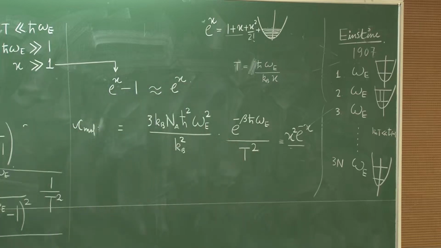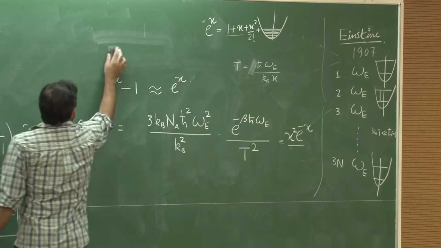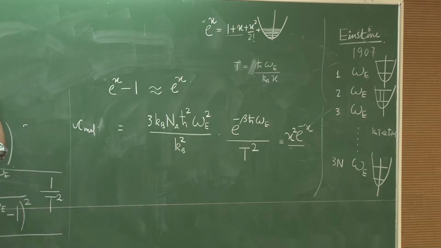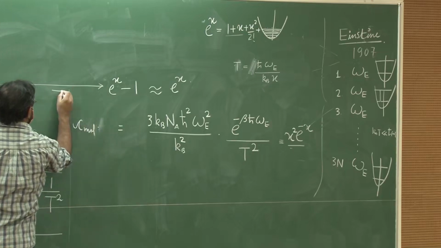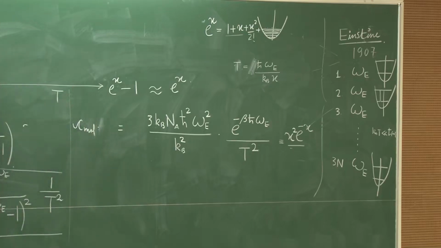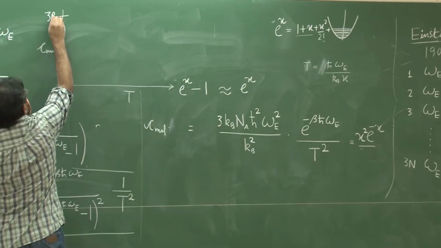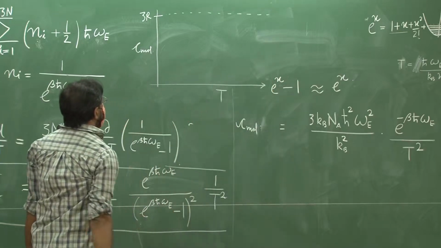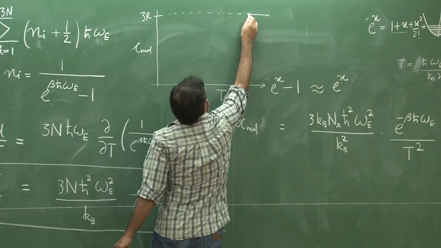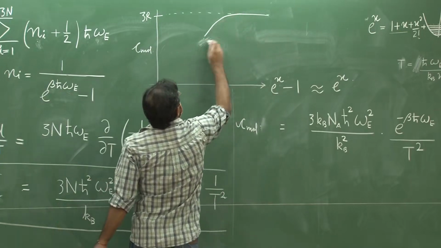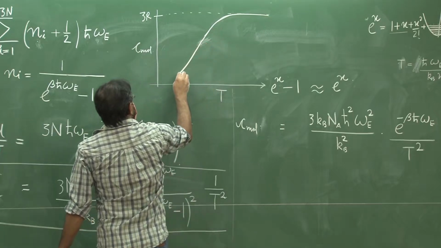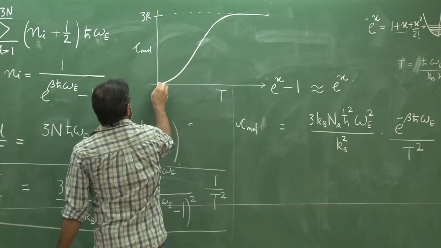So if you plot the specific heat C molar for Einstein's model, it will look like this. Temperature, C molar. So it goes to the 3R limit at high temperatures. The specific heat of the Einstein solid is going to come down, which is what happens in real solids. But here it goes down like this.